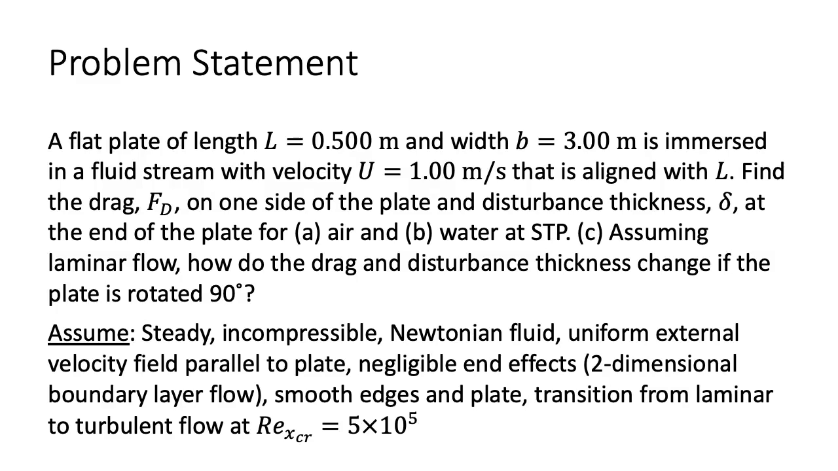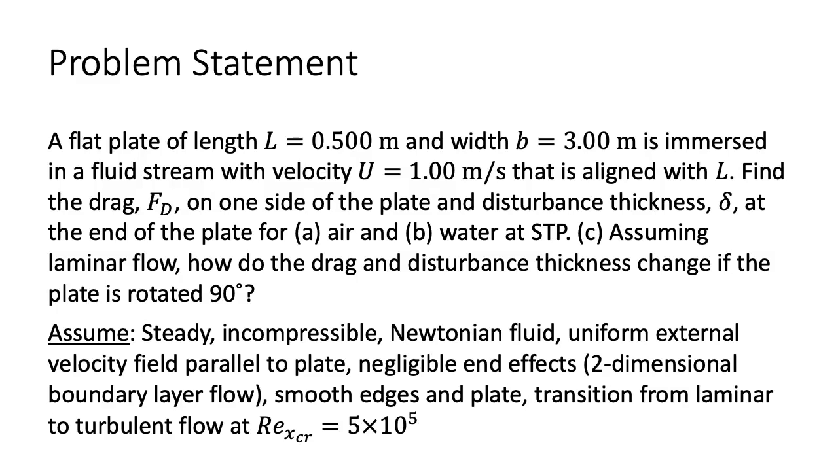Find the drag on one side of the plate and disturbance thickness at the end of the plate for air for part A and for water for part B at standard temperature and pressure. For part C, assuming laminar flow, discuss how the drag and disturbance thickness change if the plate is rotated 90 degrees. For this problem, we will assume steady, incompressible flow of a Newtonian fluid.